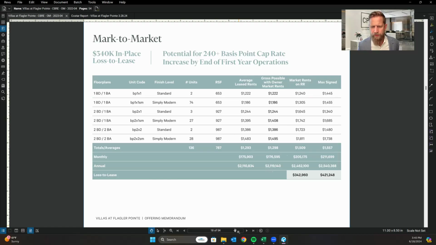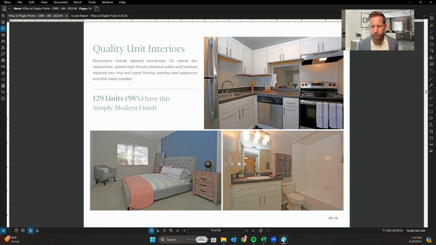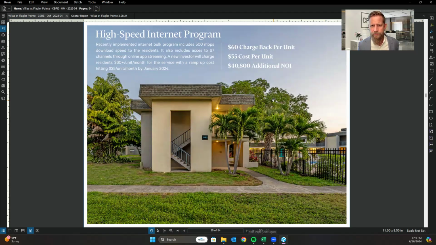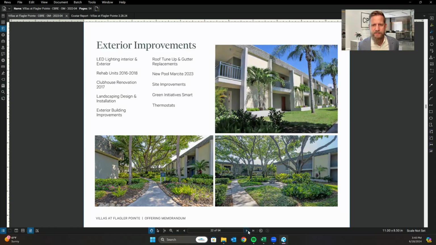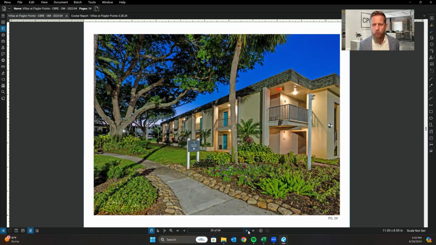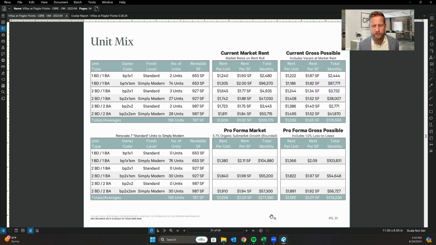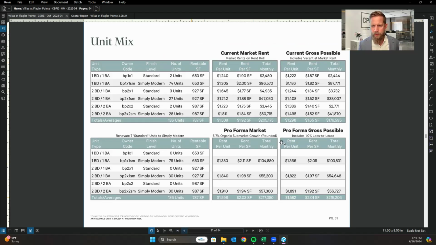And there's a financial section later on where they give a pro forma of what they feel this property is going to do. So other additional charges, washer dryer upside. So again, this is a good representation of a business plan that you could actually use for your analysis. So here's their unit mix breakdown and what their pro forma rents are, pro forma gross possible.